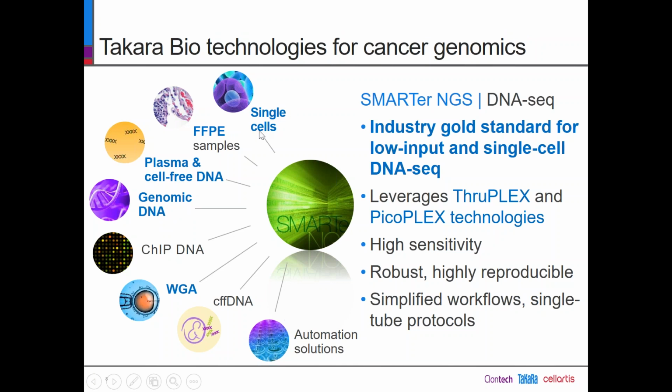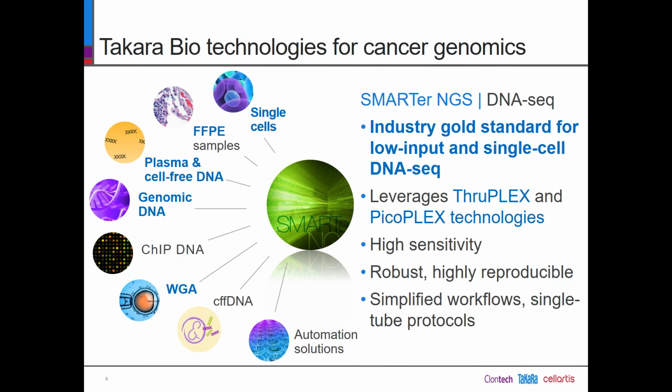So for example, single cells, as we just discussed, circulating tumor cells, but also DNA coming from FFPE, DNA coming from plasma, cell-free DNA, circulating tumor DNA. And this is now achievable by our range of products, SMARTer NGS DNA-seq, by leveraging two main technologies for DNA-seq.